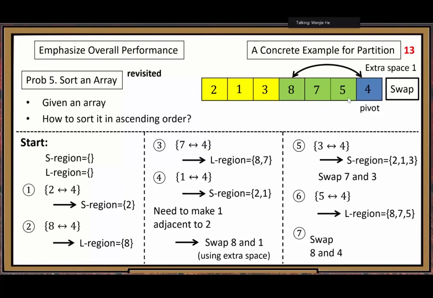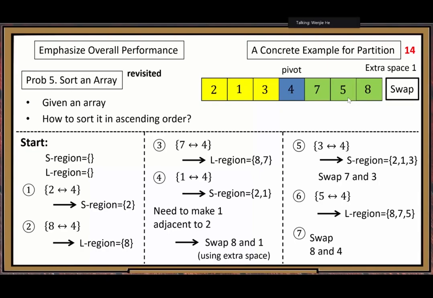But the last step, don't forget, we need to put the pivot element in place. So we need another swap to put the pivot element in place. So swap element 8 and element 4. So we get the whole partitioning done. After we complete the partition step, that's what we have. So the divide step is done.